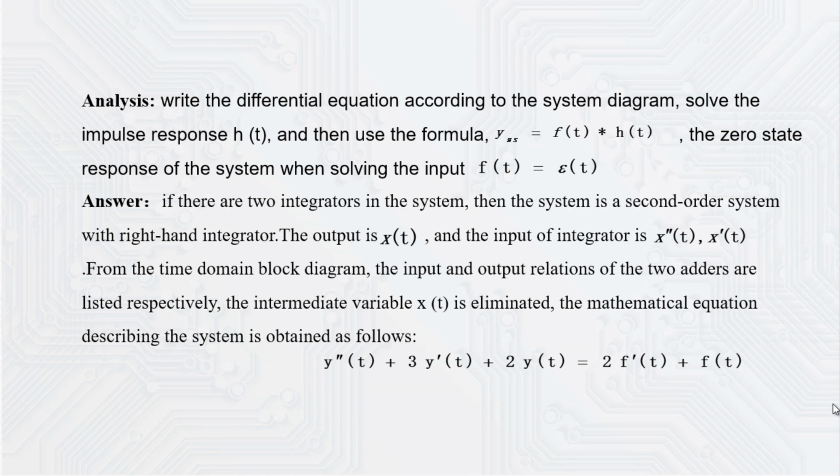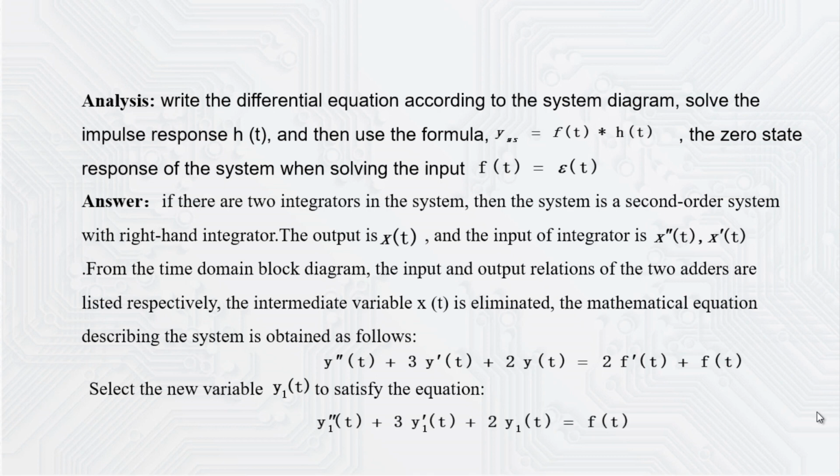Let's see. This is a second-order differential equation with constant coefficients. Select a new variable y1, and let it satisfy such an equation, that is, the right end of the equation contains only one f(t). The impulse response of such a system is h1(t).